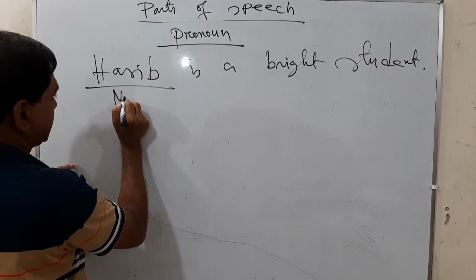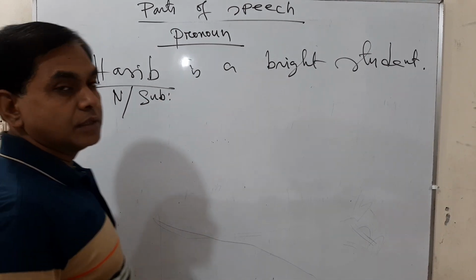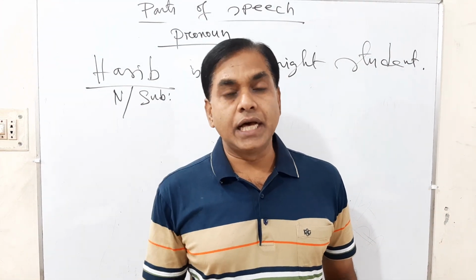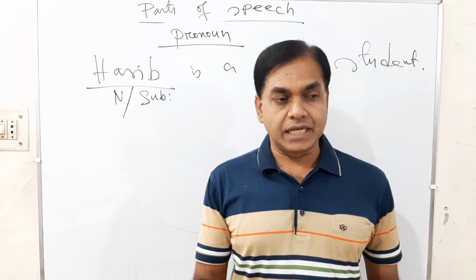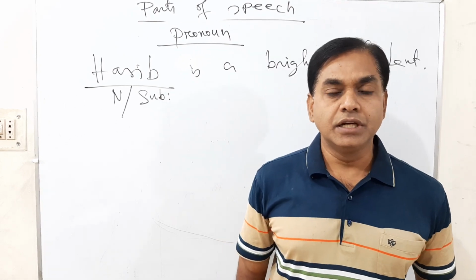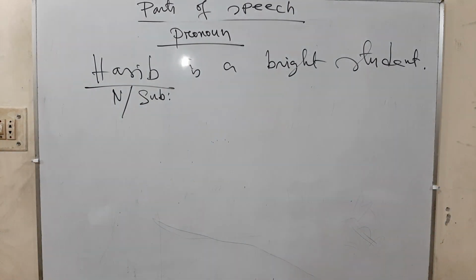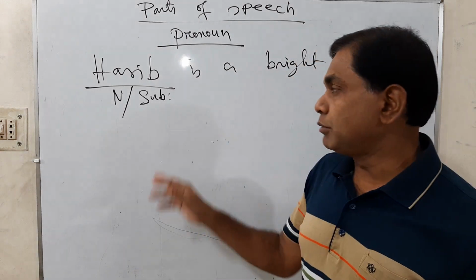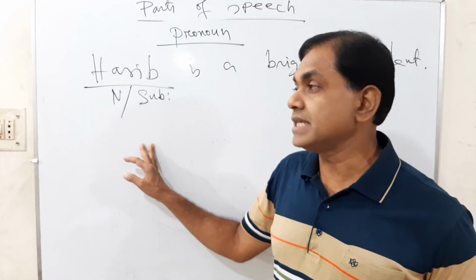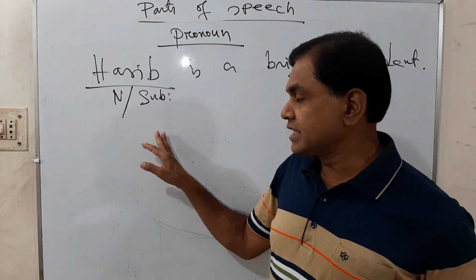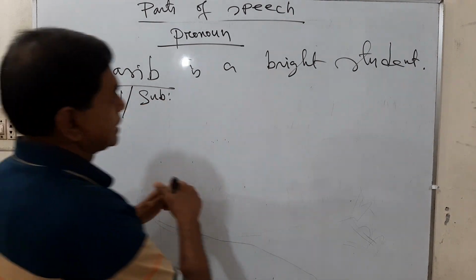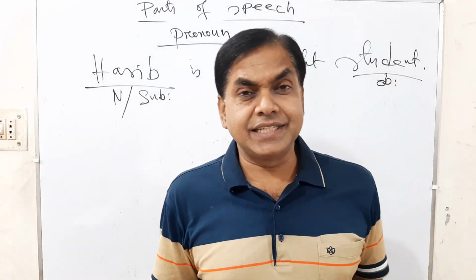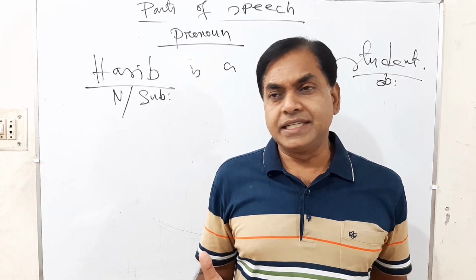Now look at it. Hasib is a noun and the subject of this sentence. We have already discussed noun before this class, and as Hasib is a noun, Hasib works as the subject and object. If we use Hasib in all the sentences as subject, that will be very boring, and that will not be good at all.